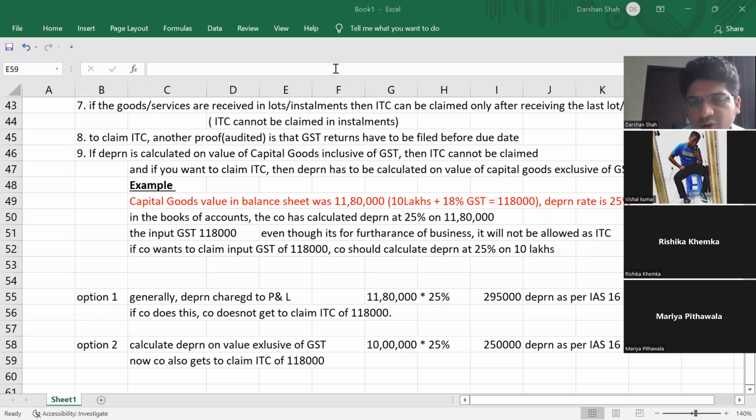Okay, so the next doubt is how claiming of both ITC and depreciation will be beneficial for government. It is not beneficial for government. It is a benefit that government gives to me, to the registered person, to the manufacturer. Government is giving this benefit that you can claim both depreciation and ITC. So it is a loss for the government.